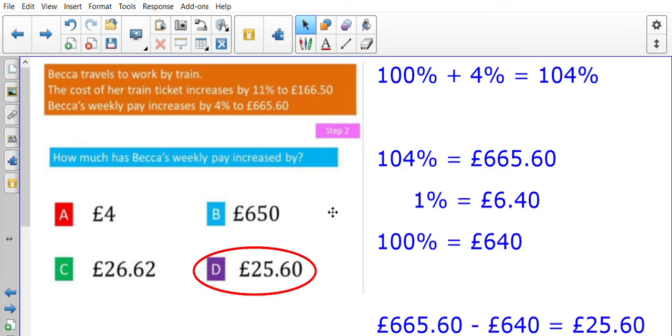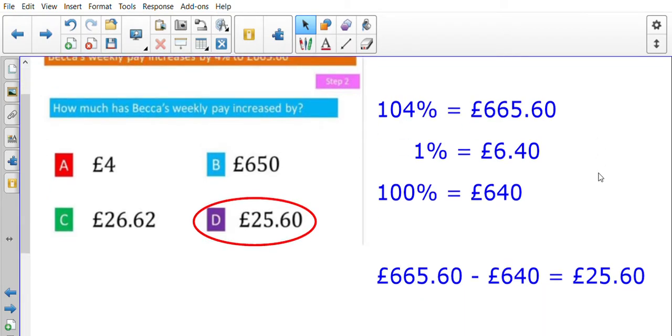But if I look back at the question, it said how much has Becca's weekly pay increased by? So if she was originally paid £640 and she is now paid £665.60, then her weekly pay has increased by £25.60. And that's why the answer was D.